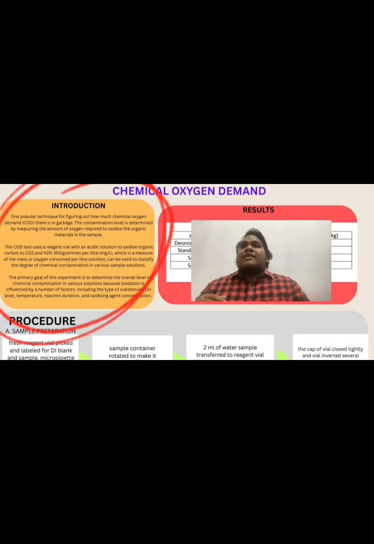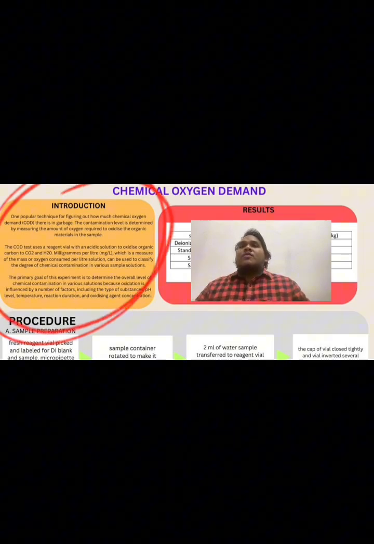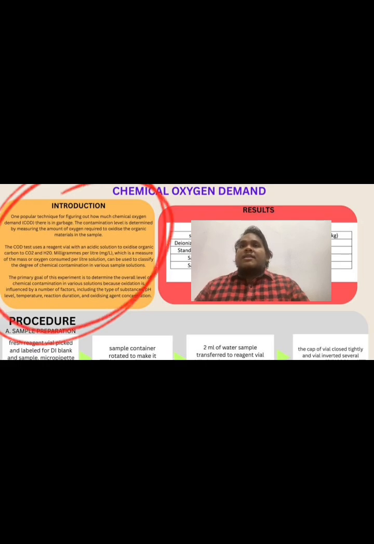Now let's look at the introduction for the chemical oxygen demand experiment. The chemical oxygen demand experiment, or COD, is a common method used to measure the level of organic pollution in waste. It works by determining how much oxygen is needed to oxidize organic matter into CO2 and H2O. The test uses an acidic reagent to oxidize the sample, and the results are expressed in mg/L.